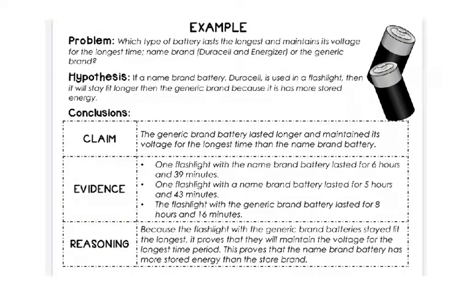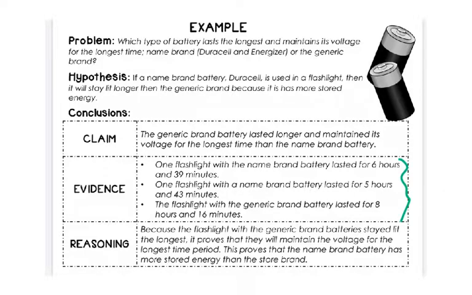So here is how a claim with evidence and reasoning would be written about the batteries. They didn't give us a data table. I'm not sure if this data is real, if they just made it up, but this is how you would want your data to look, although you would actually have to collect it. So for the claim: the generic brand battery lasted longer and maintained its voltage for the longest time than the name brand battery.